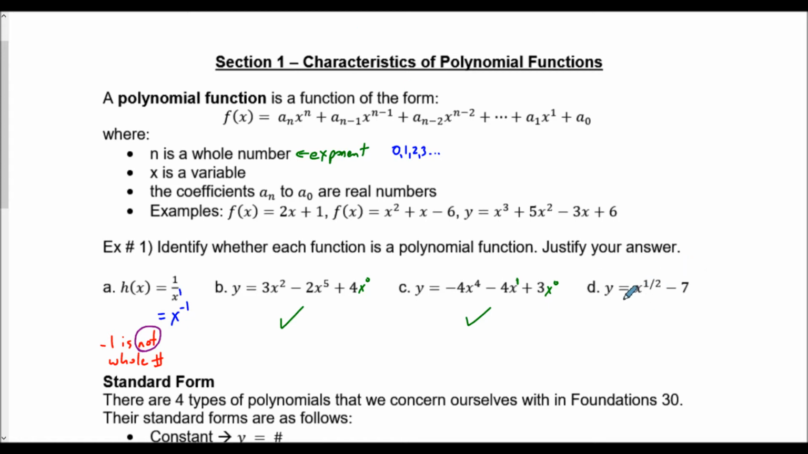And our one over here, x to the power of 1/2 subtracting 7. Well, 1/2 is for sure not a whole number. So since the 1/2 is not a whole number, this is not a polynomial function.